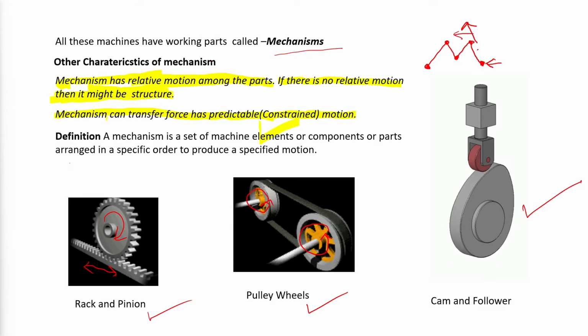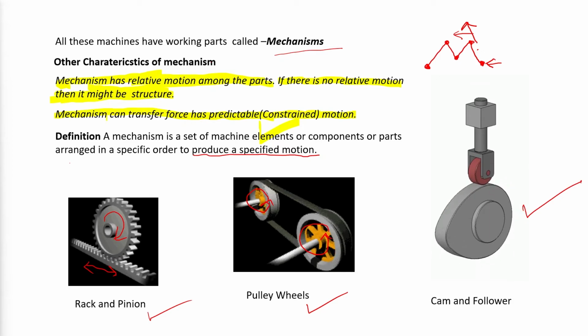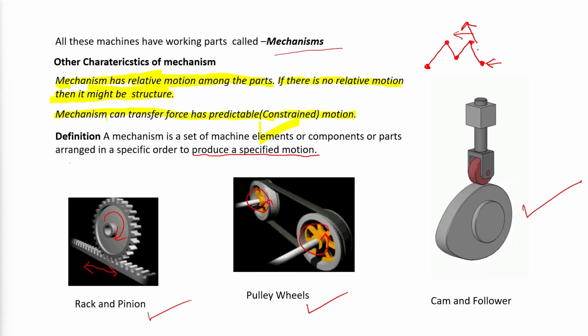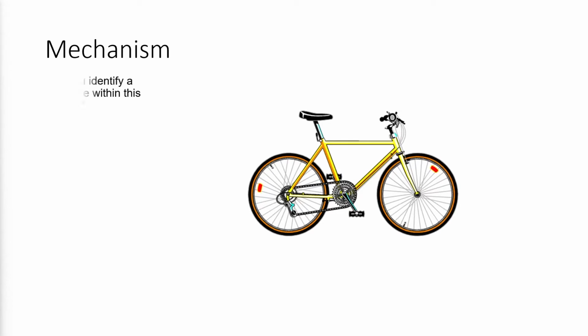If we talk about the definition of a mechanism, then the mechanism is a set of machine elements or components or parts arranged in a specific order to produce a specific motion. So this is the standard definition of a mechanism. I hope that with the definition and characteristics, the meaning of mechanism is clear to you. Now let's check your understanding.